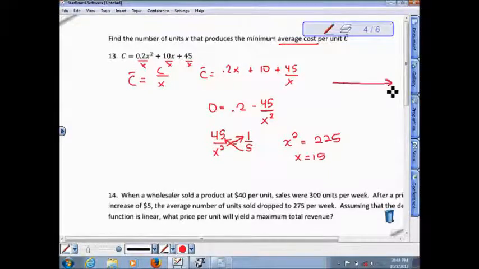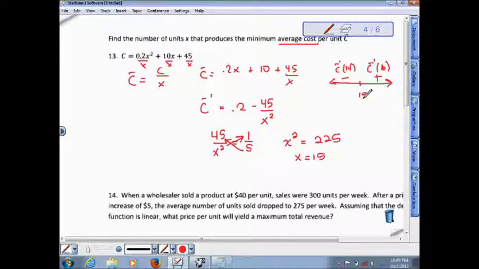So we do have to show that this is indeed a minimum value. If we were to take 15, we could find C bar prime of 14, for example, and C bar prime of 16, and see what's happening here. If we plugged in 14, 45 over 14 squared is 45 over 196, and if you take that from 0.2, that's going to result in a negative value. C bar prime of 16 would result in a positive value. So it means the graph is decreasing on that interval, but now it's increasing on that interval, so indeed, this relative extreme here is a minimum.